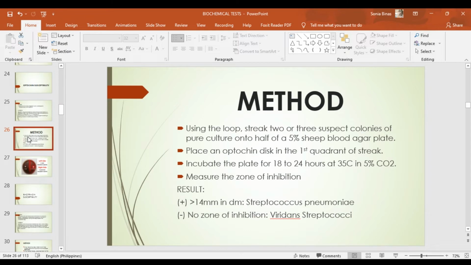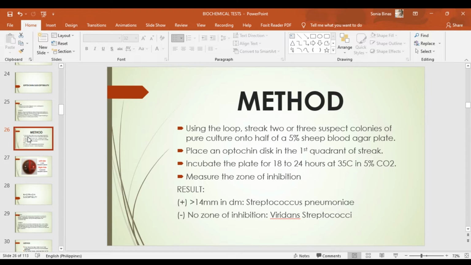So, using an agar plate, we will streak our suspect colonies. And then, maglalagay tayo sa first quadrant ng streak ng ating Optochin disc. Bakit nga po sa first quadrant natin nilalagay? Because sa first quadrant, nagkakaroon ng heavy growth.